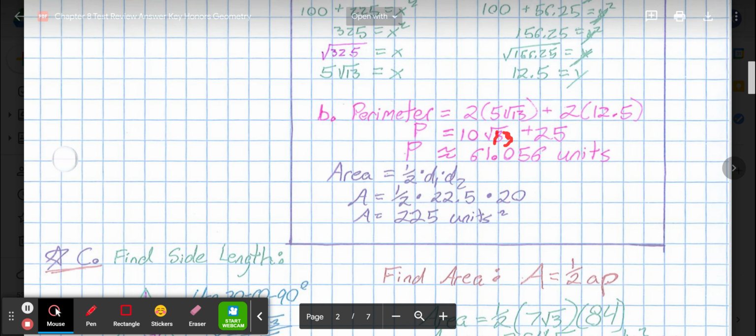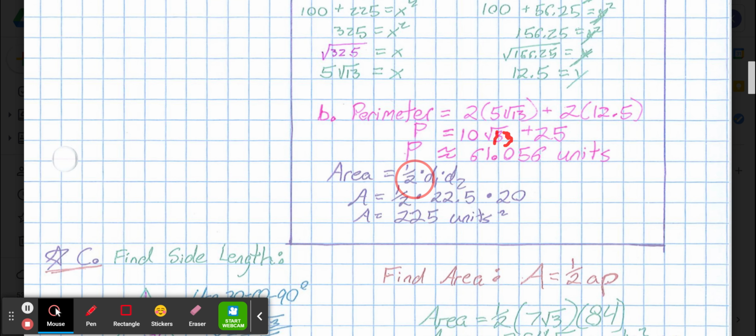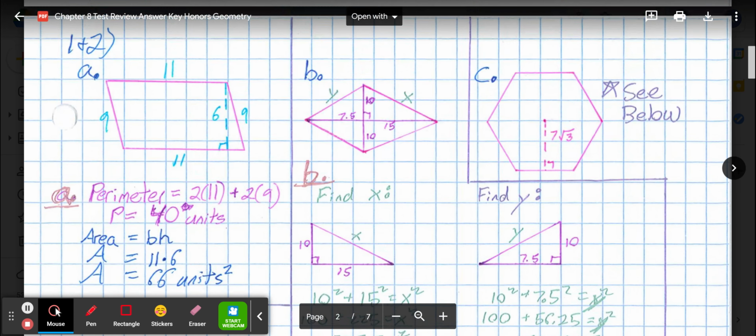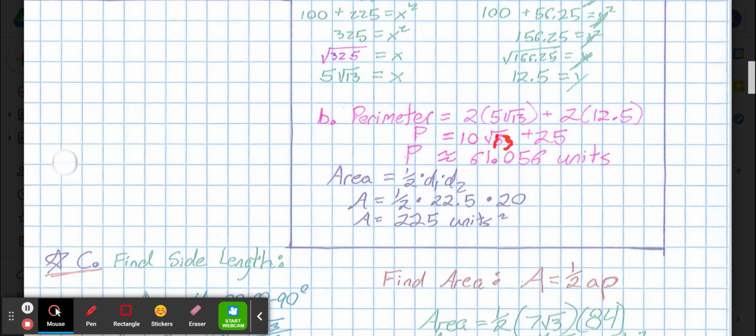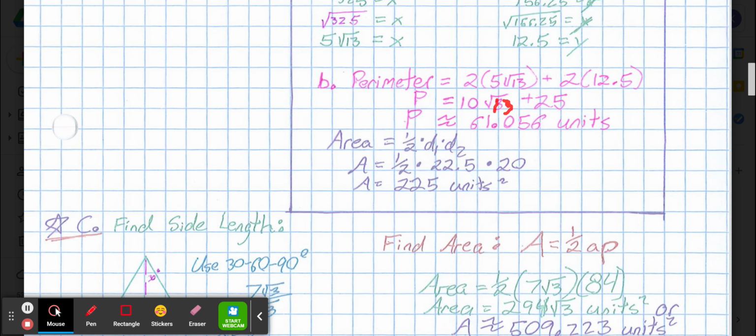Then the area of a kite. Because the diagonals are perpendicular, we're going to use the formula for any quadrilateral with perpendicular diagonals. So our area is 1/2 multiplied by the length of diagonal 1 multiplied by the length of diagonal 2. We know diagonal 1, when we added it up all the way across, was 22.5, and diagonal 2 was 20 units. So 1/2 times 22.5 times 20 gives us 225 square units.